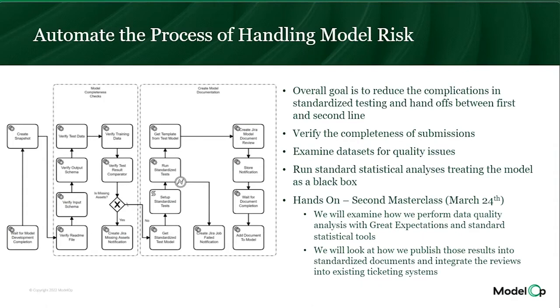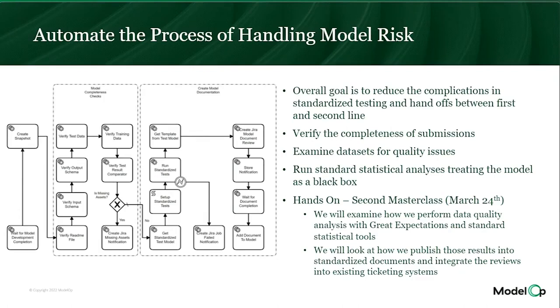So when we talk specifically about model risk, the overall goal is to reduce the complications in standardized testing. There's a lot of tests based on the type of model you're doing, whether it's a logistic regression, an AI/ML model, or even a simple Excel spreadsheet. There's a lot of different kinds of tests you're going to have to run for model risk. So we can help automate those and get the results so that they're there when you begin to do your actual work. You don't have to run around and try to get these.